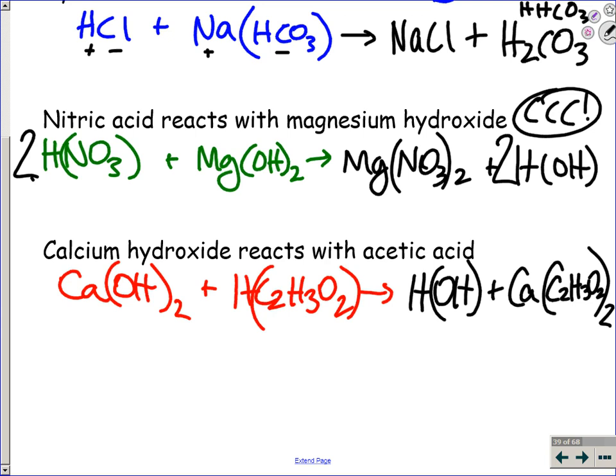Good. And then balance that, guys. Okay. One more thing. I guess it's 2 in front of them. Oh, wait. Yeah, there's 2 acetates here. We need 2 acetates here, so we're going to put a 2 in the front of acetic acid.